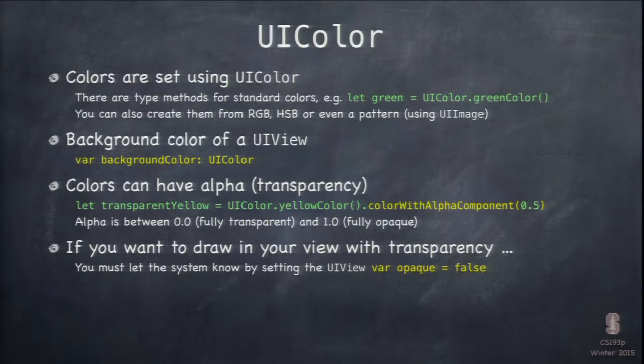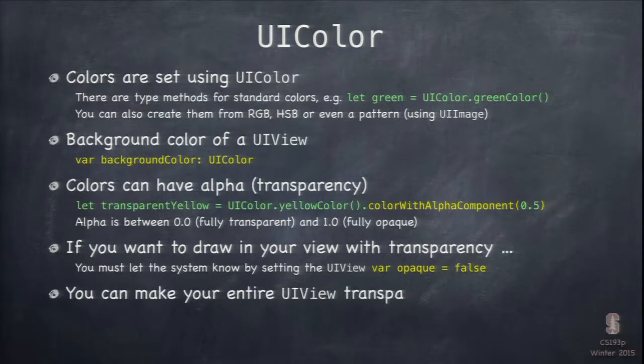And why is this required? Well, because drawing with transparency is expensive, because the views behind you are going to start showing through. Okay, so the system has to blend basically the different views that are overlapping. That's expensive in terms of graphics power, and so it doesn't want to do that if it doesn't have to, if it can just draw the bits. If you don't set this to false and you try drawing transparently, it's not going to work, okay, because it's not going to blend with the things behind.